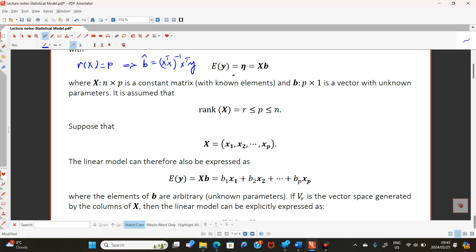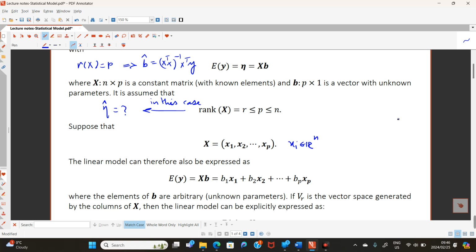Further, of course, we want to estimate eta. So the target is to find the estimate of eta, and we want to see, in this case, what the estimate of eta is. Furthermore, X column wise can be written in this way: each xi belongs to R^n, which has dimension n by 1, and therefore the linear model can be written in this way. The elements of B are arbitrary unknown parameters.